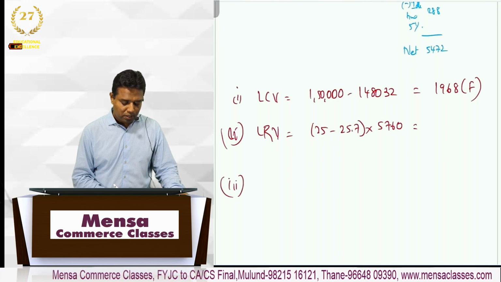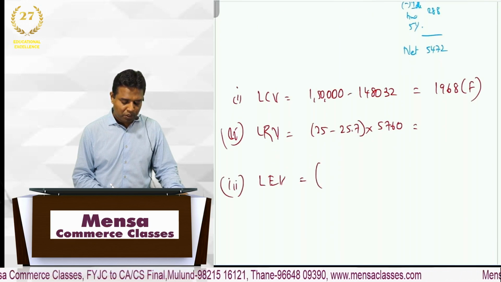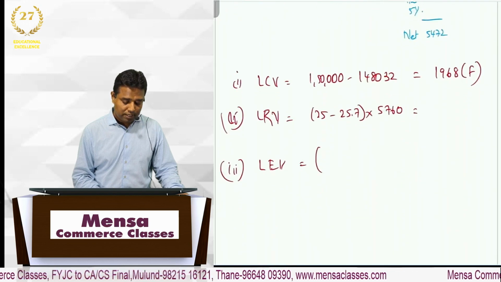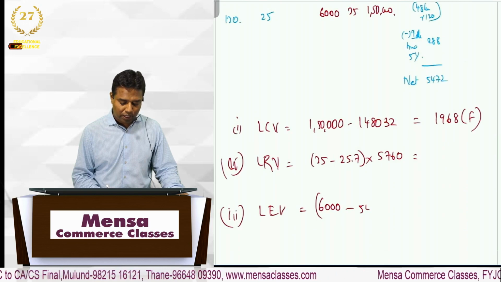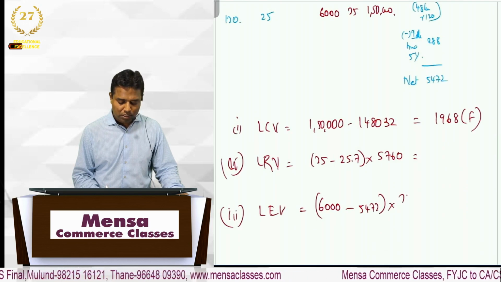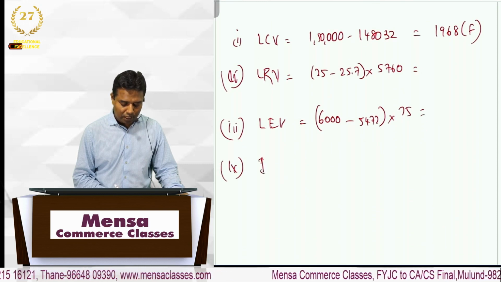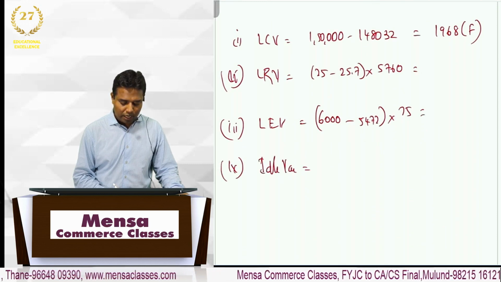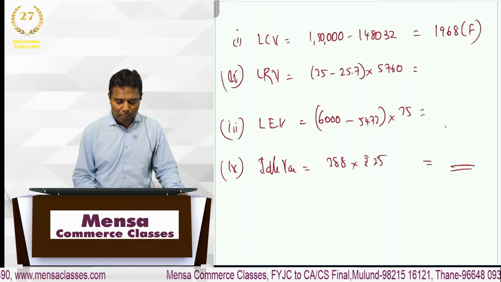Third is the labor efficiency variance. You have to be careful here. You're supposed to work for 6000 hours, but you'll compare with the net hours. Net hours is 5472 into the standard rate. Done. Then final is idle time. Idle time variance. Idle time was 288 into rupees 25. So that is how you do it.